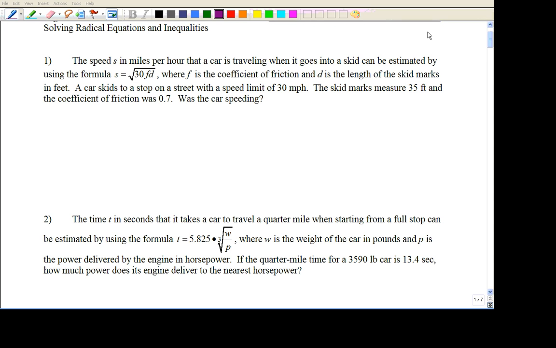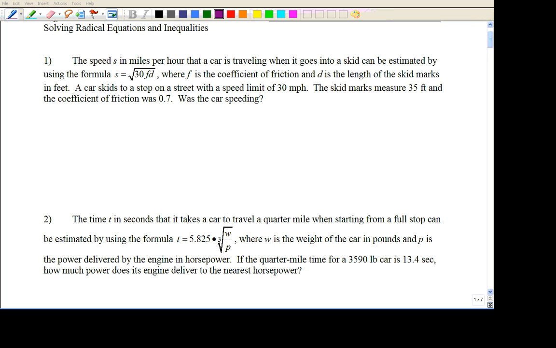All, I'm going to be working through this worksheet solving radical equations and inequalities along with some book problems for some extra examples. So you can follow along, take notes if you like. You'll also get this worksheet in class, and hopefully this works out.